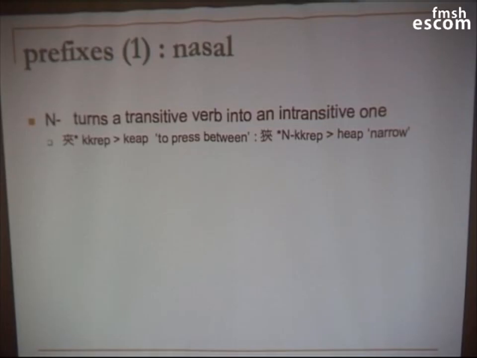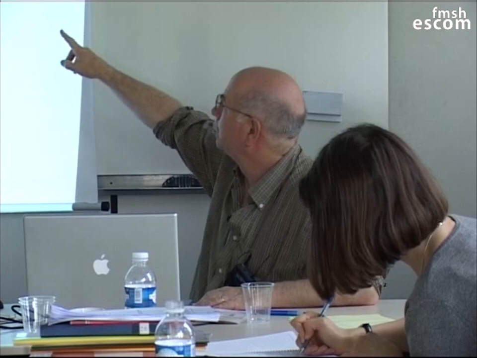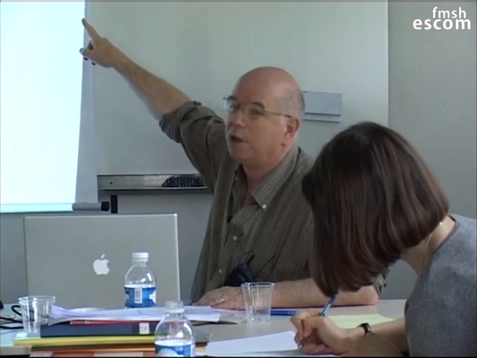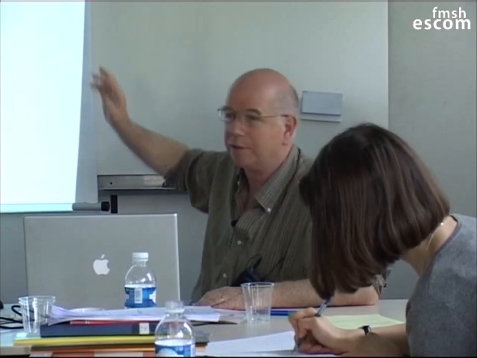As in, for instance, we have this verb krep, to press between, in which we think the R was an infix. But the verb also exists as a transitive verb, right? If you add an N in front of it, you get nkrep, and then the N voices the initial, it goes to g, so to grep, and grep evolves to Middle Chinese grep, narrow, okay?